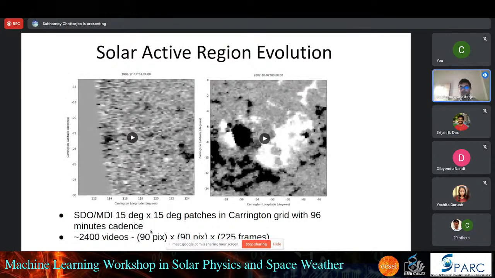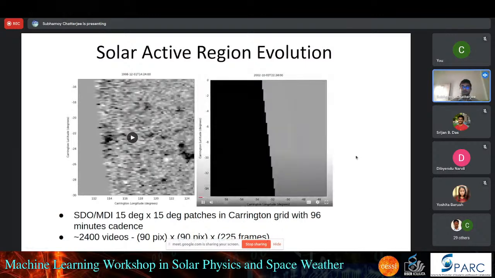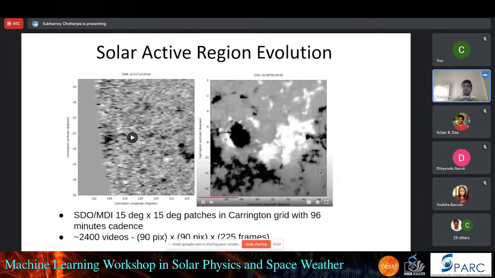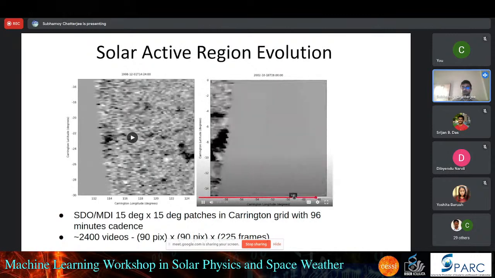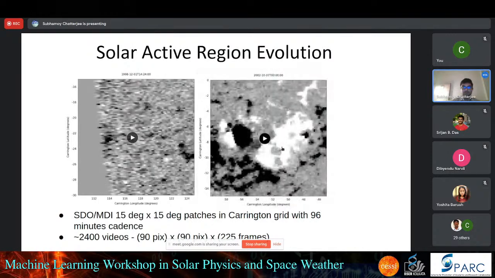The reason we use the Carrington rotation is to nullify the shift of the regions and roughly have them aligned across the video. And on the right, what you see is an evolution of an active region where you don't see any new structure emerging, at least at this resolution. So we collect a set of 2400 videos, with each frame 90 pixels by 90 pixels, and 225 such frames with a cadence of 96 minutes, which is typical for SOHO MDI.